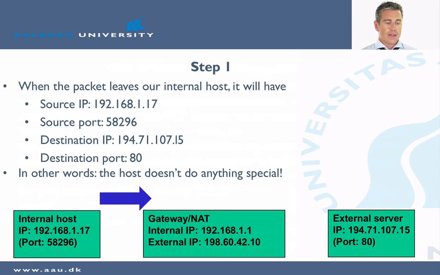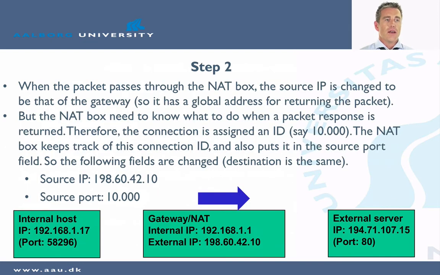In step 2, what is happening is that the packet passes through the NAT box. And when the packet is passing through the NAT box, we have to change the source IP, because this internal address doesn't make any sense when we go out on the external network. So the source IP is changed to be that of the gateway. So we know that when we get the packet back in return, it will be sent to our gateway. Then the problem is that the NAT box, our gateway, needs to know what to do when the response is returned, because there might be many internal hosts behind the NAT, and it has to be able to send it to the right one.